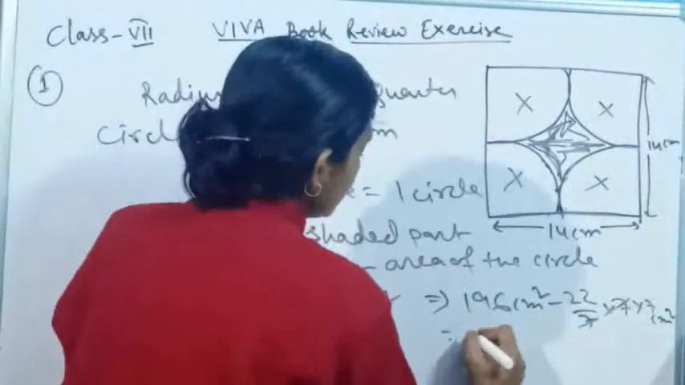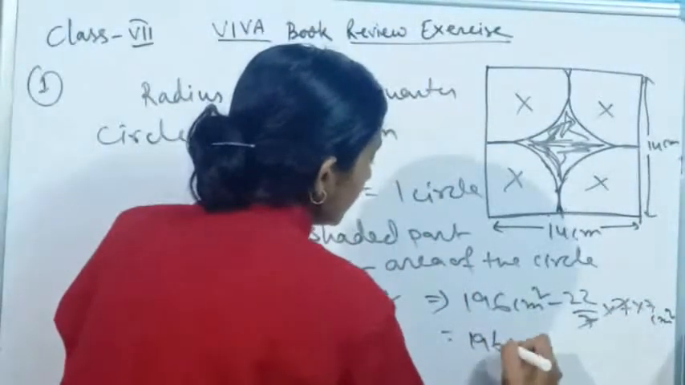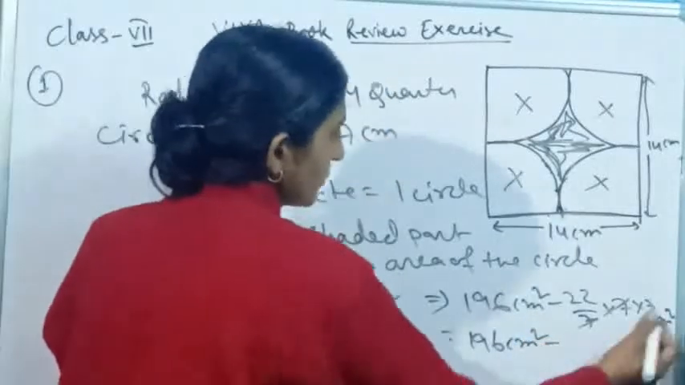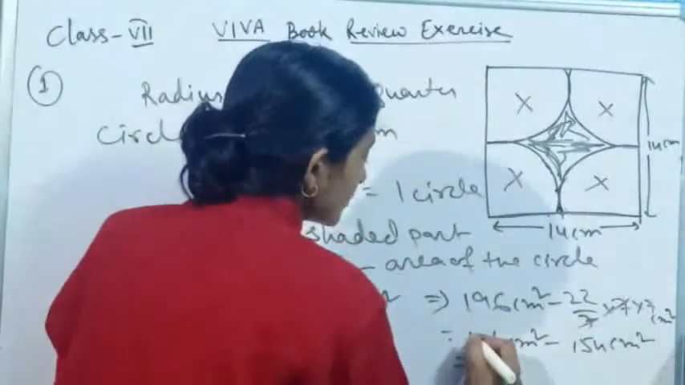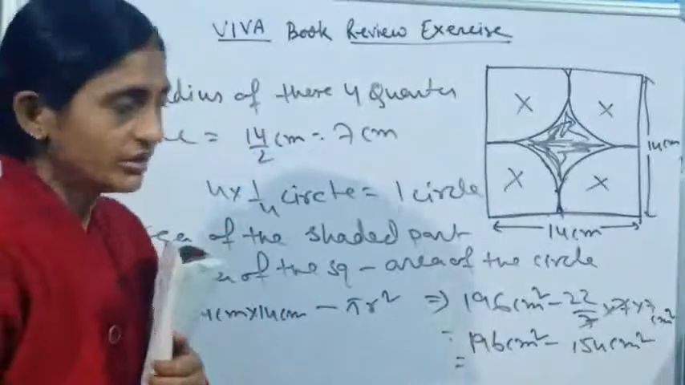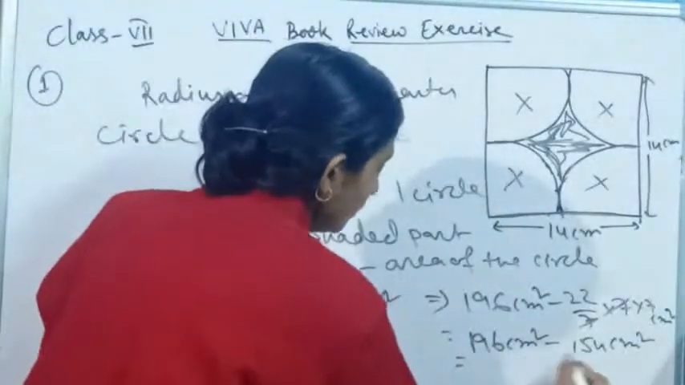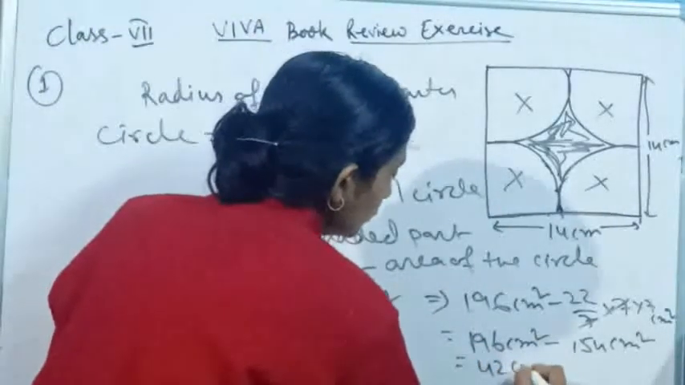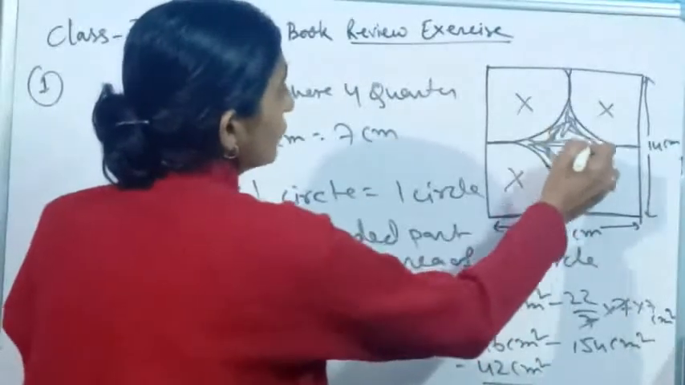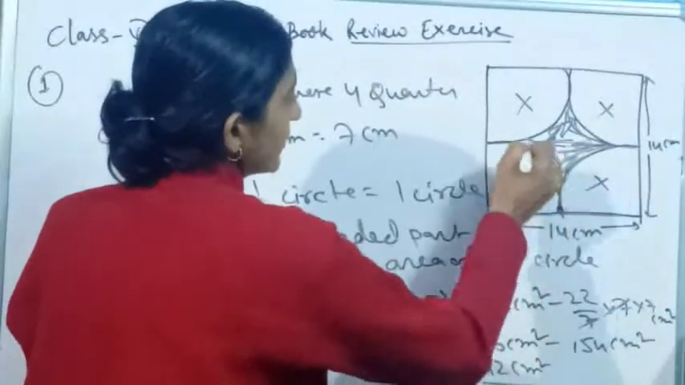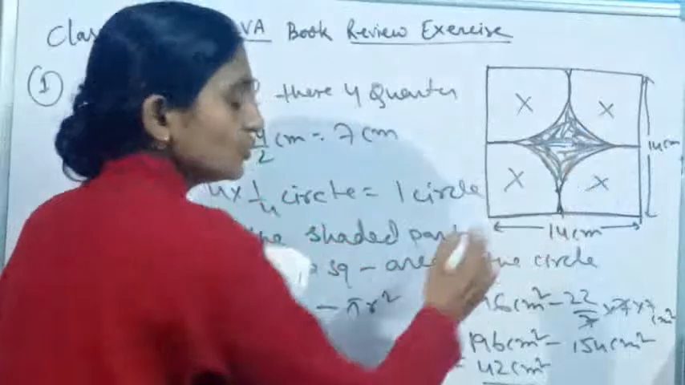So let's cancel, what are we getting here? Yes, 196 centimeter square minus here it is 154 centimeter square. So when we subtract these two, what is remaining here? Here it will remain only 42 centimeter square. That is the area of this shaded part. I hope it is very clear to you all.